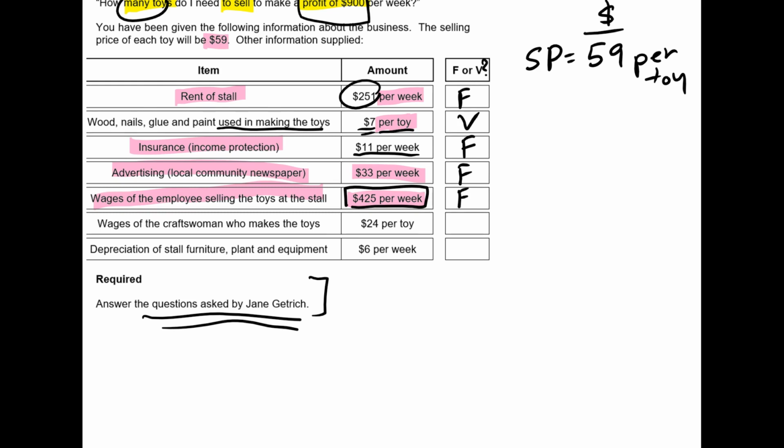Now, wages for the craft women who make the toys is $24 per toy. If the craft woman makes the toy, you need to pay $24. If the craft woman doesn't make the toy, you don't need to pay the $24. So this $24 per toy, the wages for the craft woman, is a variable cost, because if we don't produce the toy, we don't need to incur this $24.